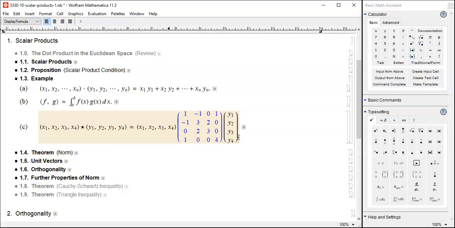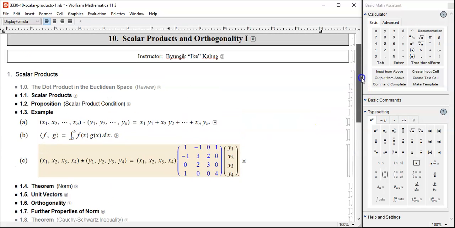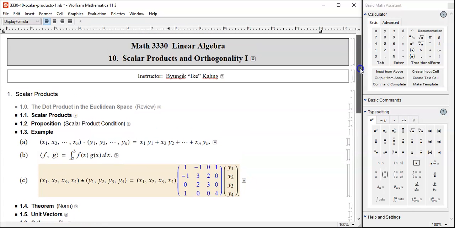positive definiteness. And positive definite matrices are important in analysis as well. It is related to multivariable optimization, minimum, maximum, and things like that. So matrices belong to linear algebra, yes, but their application is everywhere if you go a little bit higher up.